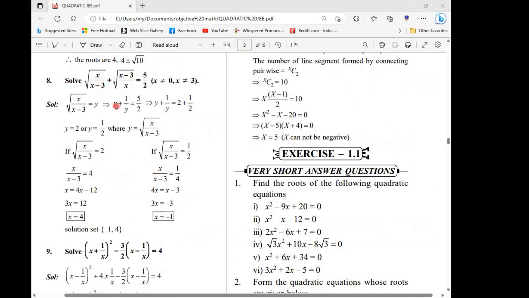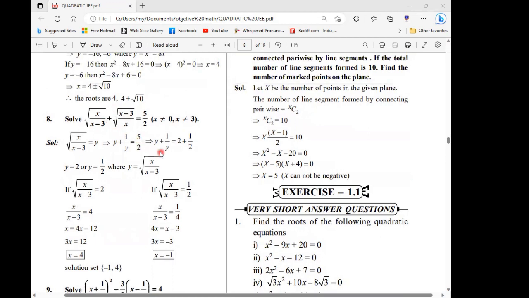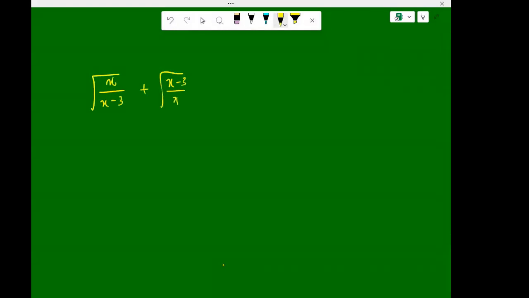Now this one. Root of x by x minus 3 plus root of x minus 3 by x equal to 5 by 2. This was very easy. Root of x divided by root of x minus 3 plus root of x minus 3 divided by root of x. And it was how much? It was 5 by 2. Okay, do one thing.